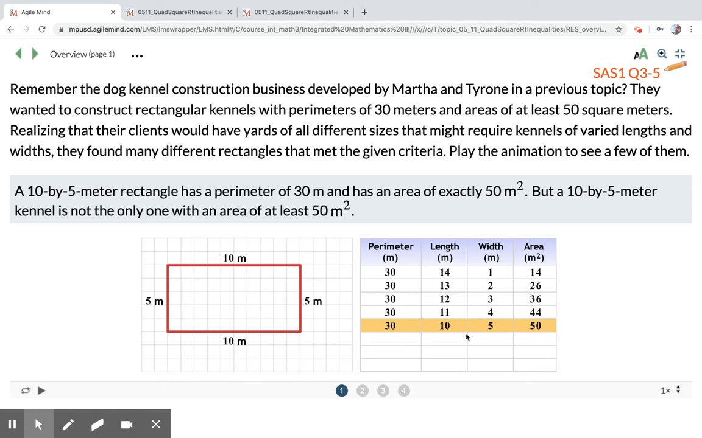But if you recall, a 10 by 5 was not the only kennel that would give us an area of at least 50 meters. We said we were cool if it was a little bit more than that. So I'd like you to finish off your table. The first part of this is all done for you on question number 2 on your student activity sheet, but I would like you to keep going. Notice how we kept decreasing the length and increasing the width so that we could keep the perimeter at 30, and that kept changing our area. So if you keep going and finish off this table, we can keep this party going. Let's go ahead and hit pause to work that out and hit play when you're ready to check your work.